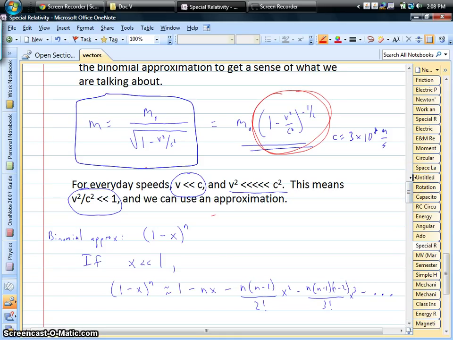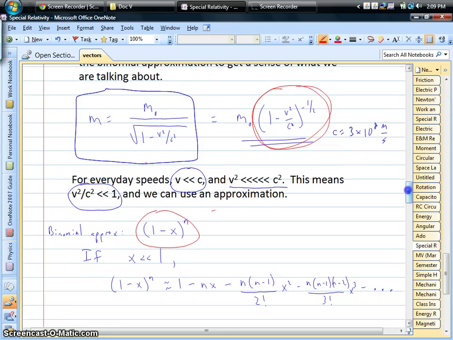something that some people may have seen in like an Algebra 2 class or calculus or something like that. But if you haven't, here's the gist of it. For any quantity of this form, the quantity 1 minus x to the nth power, if x is much smaller than 1, and n can be anything. n can be an integer, it can be a positive number, a negative number, it can be a fraction. It's just some power that you're raising this quantity to. But if x is much smaller than 1, then we can approximate the value of this quantity with this expansion.